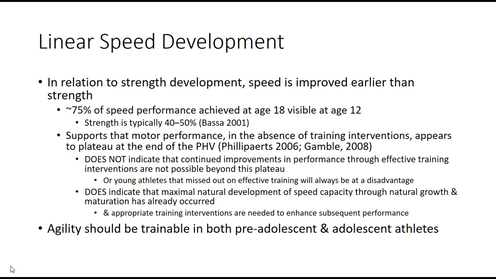And given the data that's out there, the data really suggests that agility would be trainable in pre-adolescent as well as adolescent athletes.